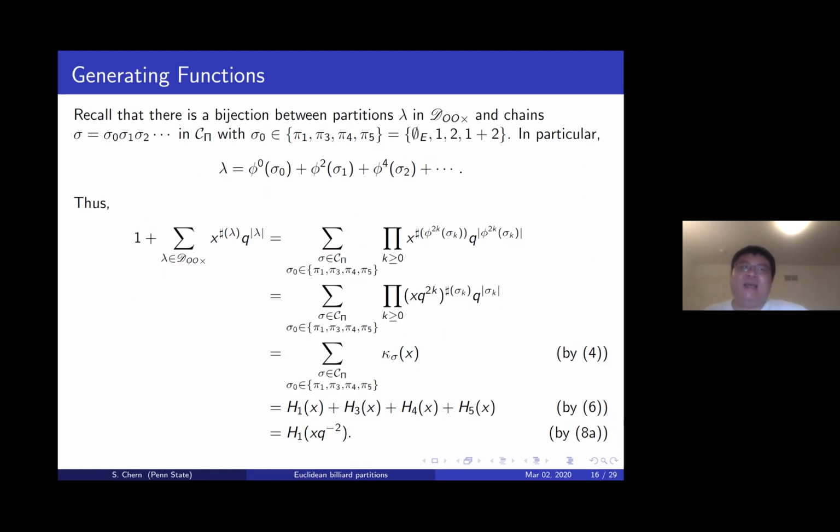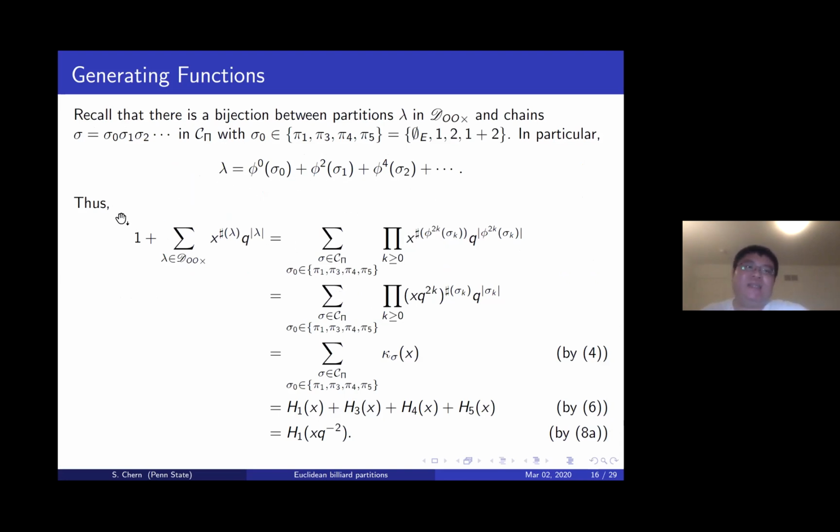And the last thing is the generating function for partitions in the 2 partition sets, and also the sum of the counting functions for these infinite chains. So here we record that there is a bijection between partitions in D sub O cross and chains that start with pi 1, pi 3, pi 4, or pi 5. And the correspondence between the partitions and the chains is given by this relation.